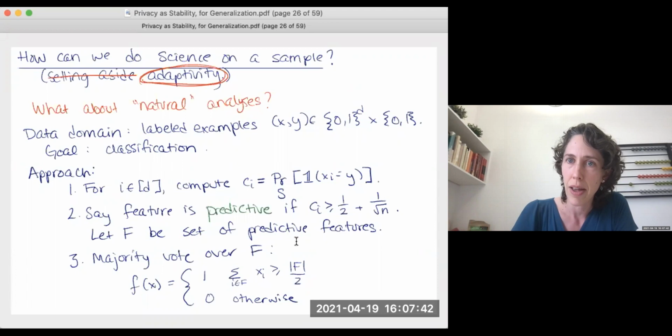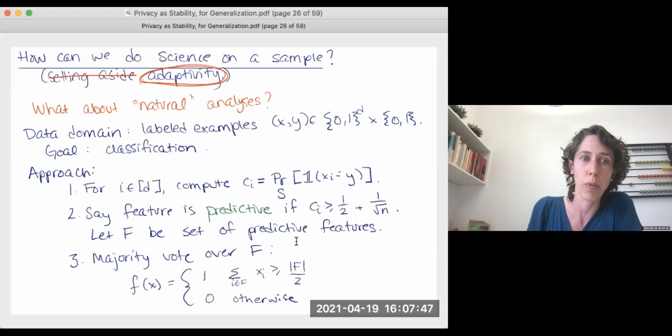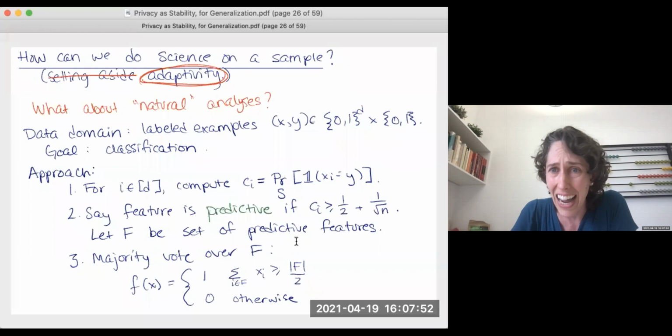And now I'm going to aggregate them to help me predict, to do this classification problem. What I'll do is just take a majority vote over all the predictive features. That sounds like a reasonable thing to do. It's basically a basic machine learning approach that does get used. So what's wrong with that?